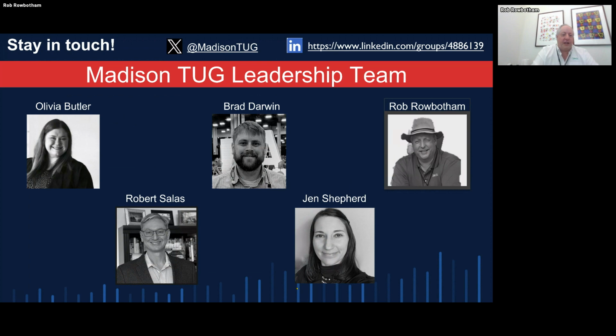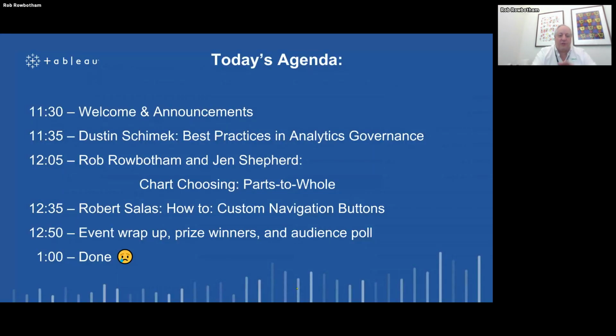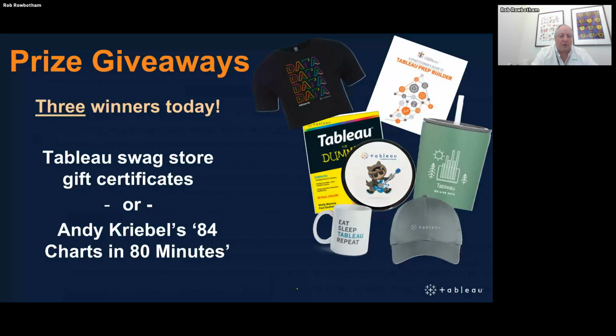We've got a great agenda coming up for you. We're going to start with the announcements, which are almost over. Dustin Schimek is going to talk about best practices in analytics governance. Jen and I are going to talk a little bit about choosing charts to display parts of the whole, spreading out measures across dimensions. Robert is going to talk about custom navigation buttons, and we're going to wind up with some great prizes in an audience poll.